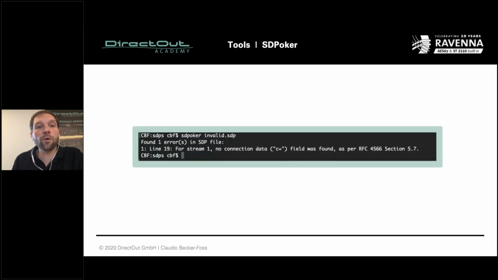And then there's SDPoker, a command line tool which analyzes SDP files. If you have issues with SDP files, you could use it to see where the issue might be. I had to create a wrong SDP file to show you how an output could look, because if the SDP is right, nothing happens. You just go back to the command line. So with SDPoker, don't be scared if you don't get any output, because it's supposed to be that way, and it's all fine.